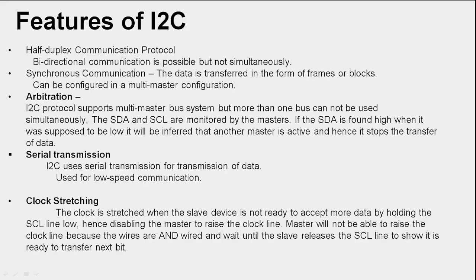Coming to the features of I2C, it's a half duplex communication protocol. Bidirectional is possible, but not simultaneously. It is a synchronous communication, which means it needs a clock. It's a clock-based communication. The data is transferred in the form of frames or blocks, and it supports arbitration. Arbitration means it supports a multiple master bus system.